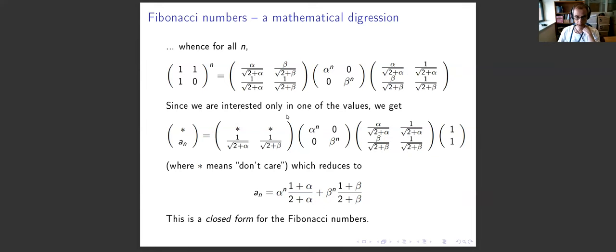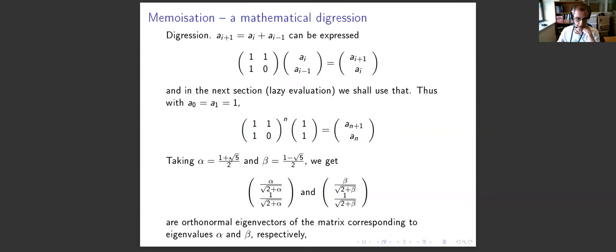So if you're not into the maths, then don't worry too much about it. You can actually play with this formula. The upshot of it is that we get a closed form at the end. So this form directly gives us the nth Fibonacci value, where alpha and beta are defined constants that we had here before. Alpha is 1 plus root 5 over 2, and beta is 1 minus root 5 over 2.